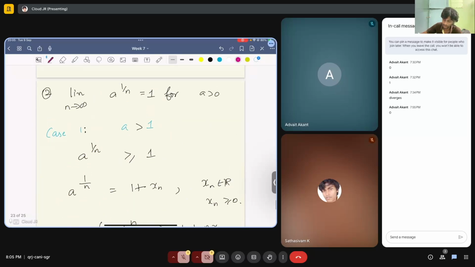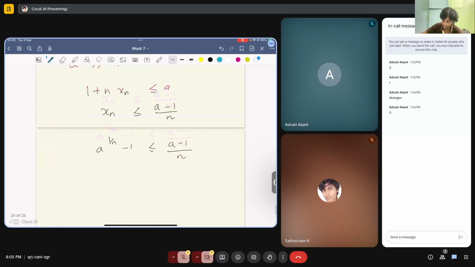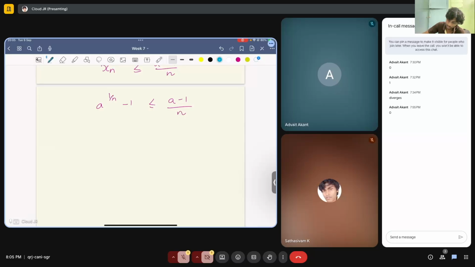Okay, and look at the first inequality here. What does this tell you? a power 1 by n minus 1 is greater than or equal to 0, right? It tells you this much. Now what you do is just apply the squeeze theorem, the squeezing theorem or sandwich theorem. I will just look at the spelling of it, I don't want to write it wrongly. Some people call it the sandwich theorem, it's the same thing.